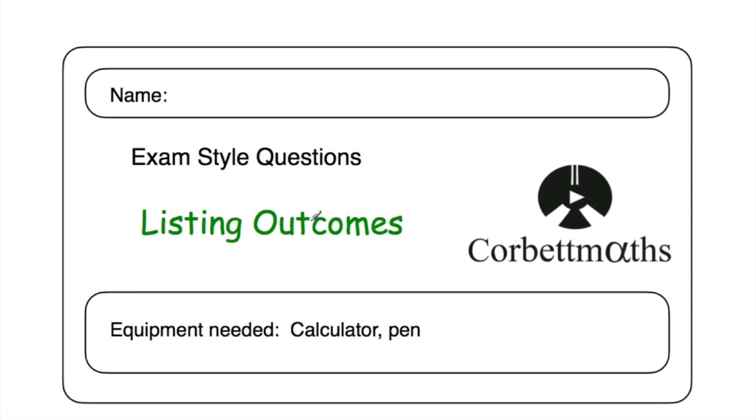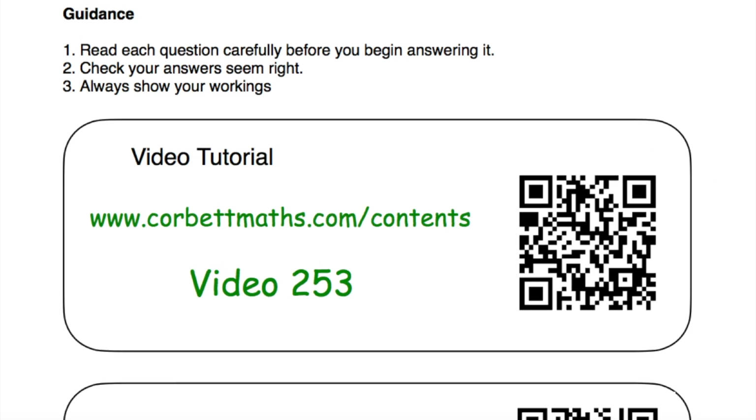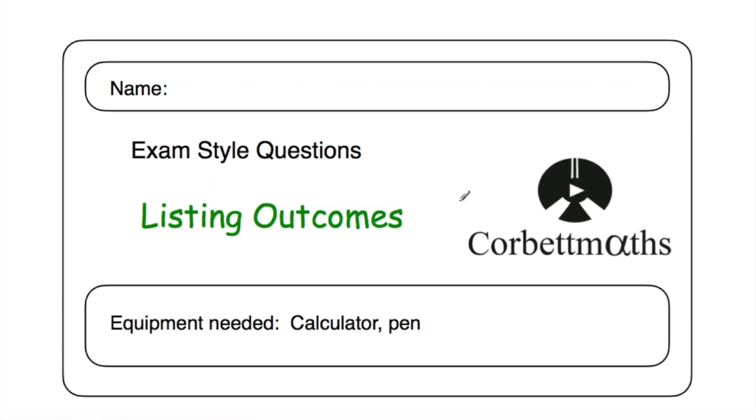In this video, we're going to look at the video solutions to the Corbettmaths Practice Questions on List and Outcomes. If you need any extra help on List and Outcomes, go to Corbettmaths, go to the Videos and Worksheet section and scroll down to video number 253, there's a dedicated video tutorial there on List and Outcomes. Alternatively, you can scan this QR code. But in this video, we're going to focus on the video solutions to the practice questions, so let's get started.